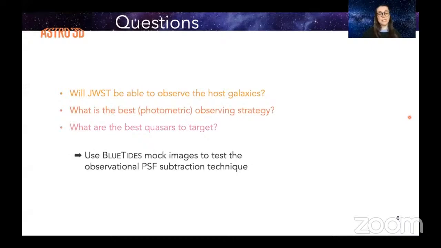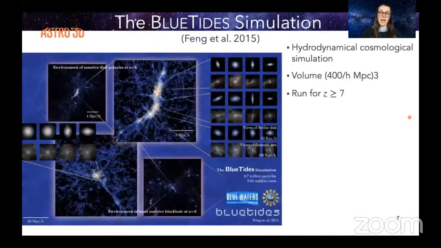So for this, we're using the BlueTides simulation, making mock images of the quasars, and then running them through the observational pipeline used in these HST studies to see whether JWST will actually be able to make these kinds of detections. So the BlueTides simulation is an enormous hydrodynamical cosmological simulation with a box length of almost 600 megaparsec on a side. So this massive volume means that there are lots of these very rare high redshift quasars that we can study. Unfortunately, because the volume is so large, BlueTides has only been run at very high redshifts and down to redshift 7.